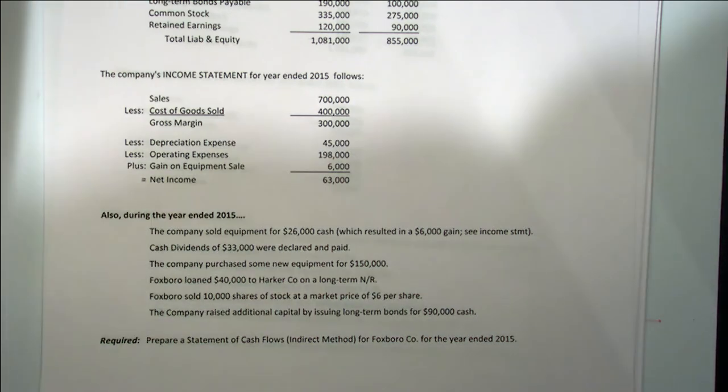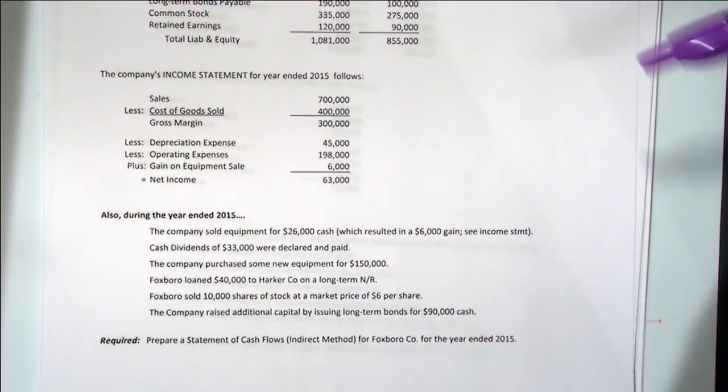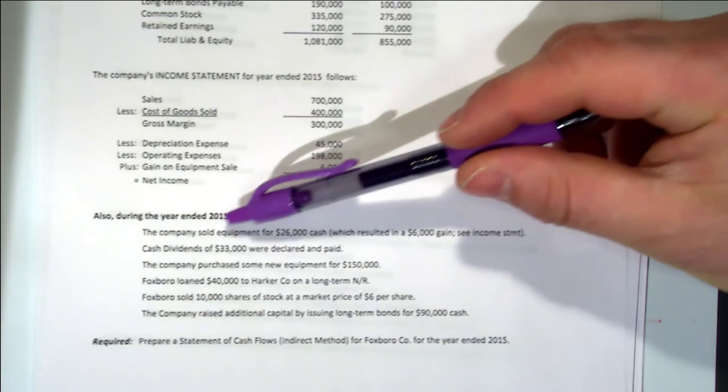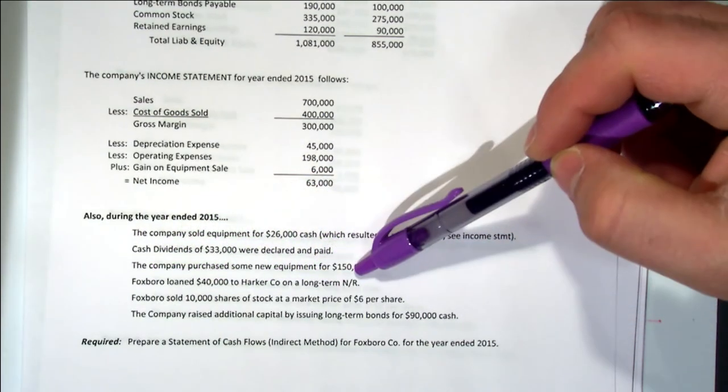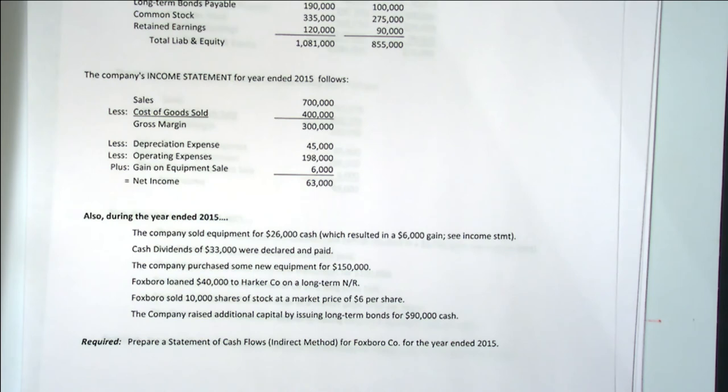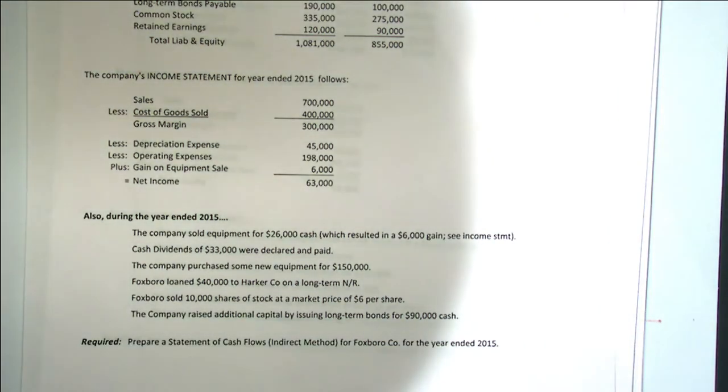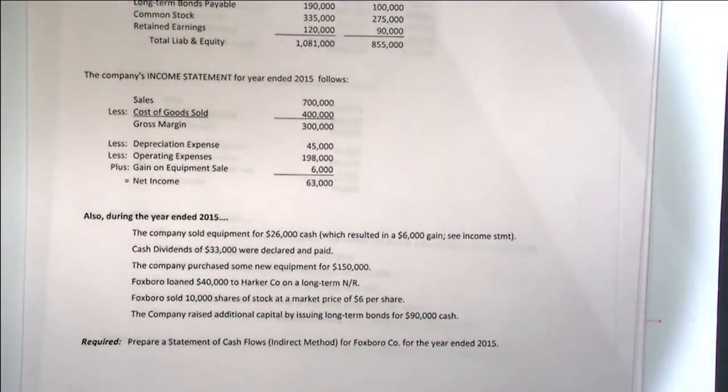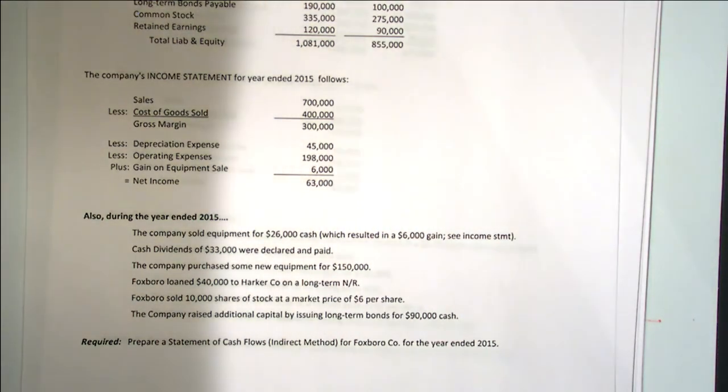Now, let me give you one hint, though. Down here it says we sold equipment, and then later on we purchased some equipment. Can that happen in the same year? Sure it can. You can sell one truck and buy another one, right? You buy and sell stuff all the time. If you purchase some equipment during the year, but you also sell some equipment, you're not going to combine those into some sort of net purchase or net sale. You're going to have an investing activity called purchased equipment and an investing activity called sold some equipment. Does that make sense?